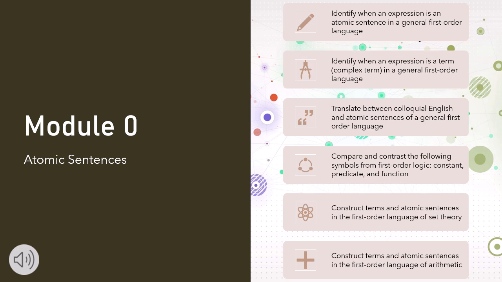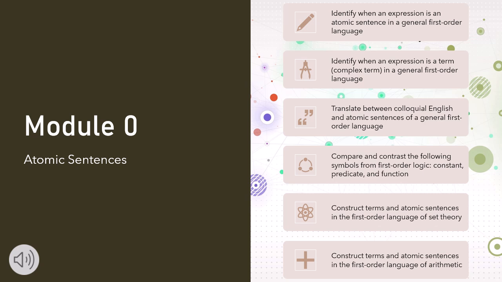The fourth thing is probably the most important here. You should be able to compare and contrast the following three objects from first order logic: the notion of a constant symbol, a predicate symbol, and a function symbol. How are they the same and how are they different? And we'll say a few words about that on some subsequent slides.